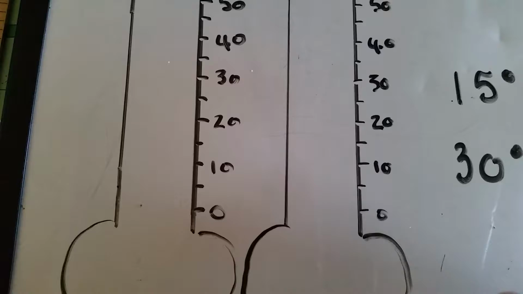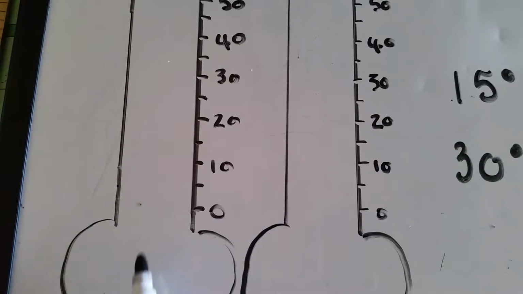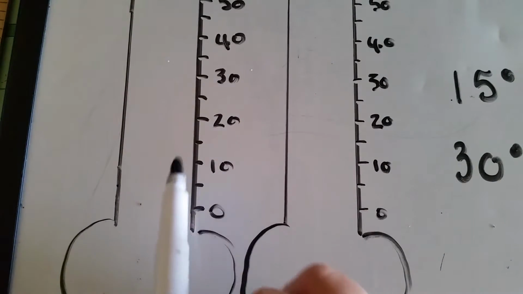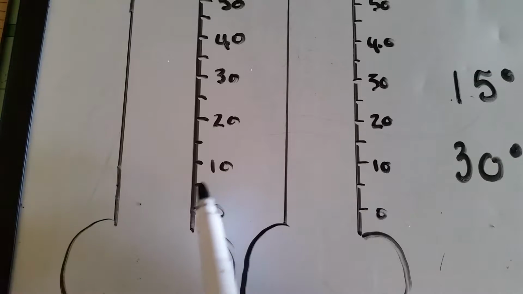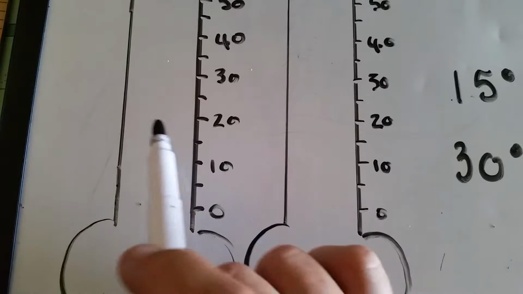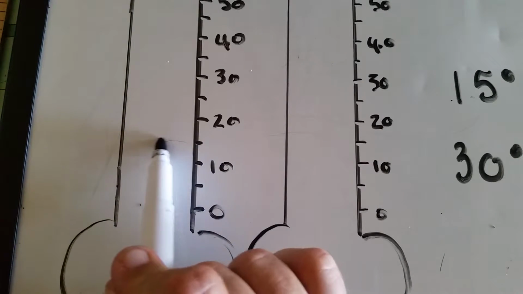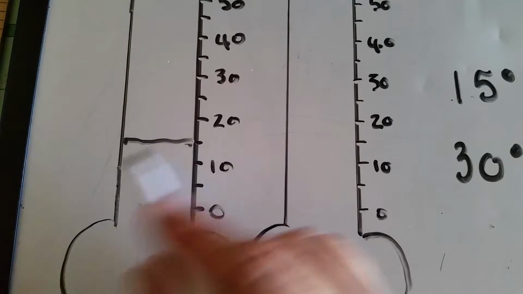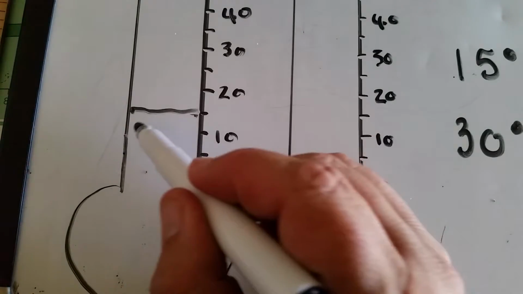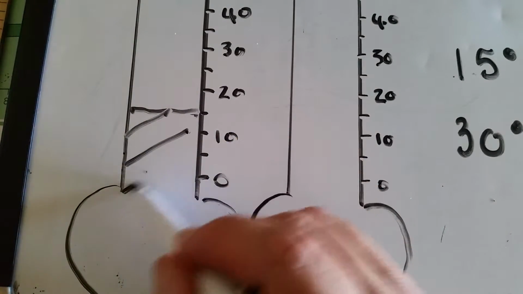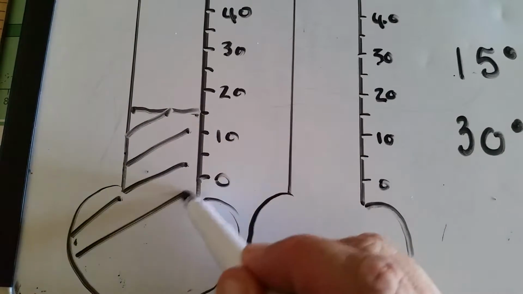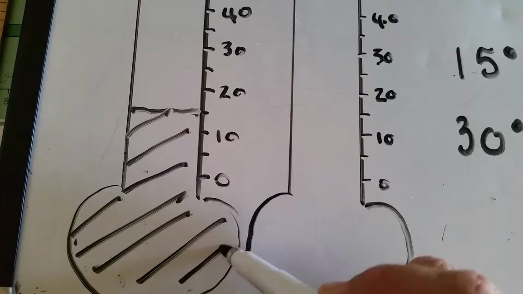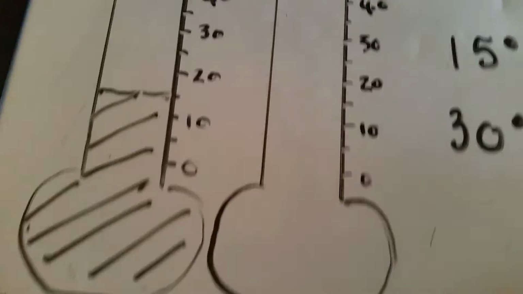So the first temperature is 15 degrees. So we look at the scale and we're going to be going up the scale. So we've got 0, 5, 10, 15, so the first temperature was 15, so we draw a line there. Now you guys can fully colour it in if you wish to. I'm just going to draw some lines on it. So that would be 15 degrees.